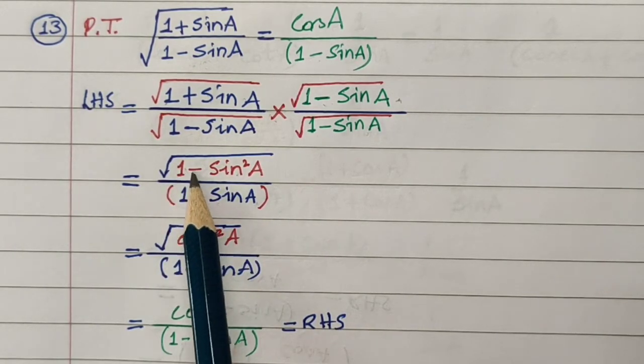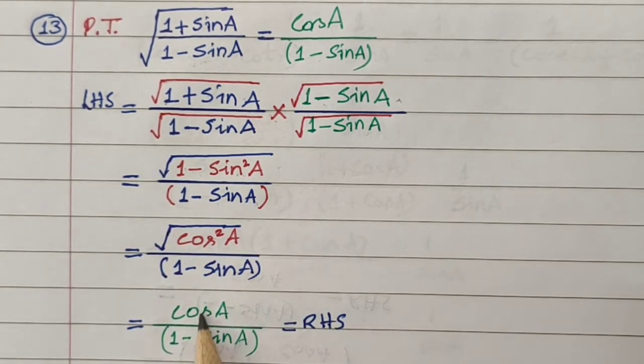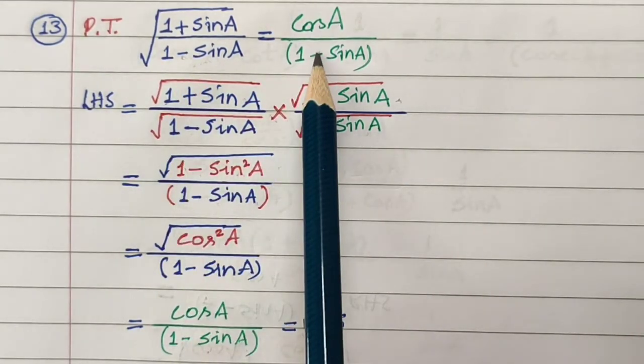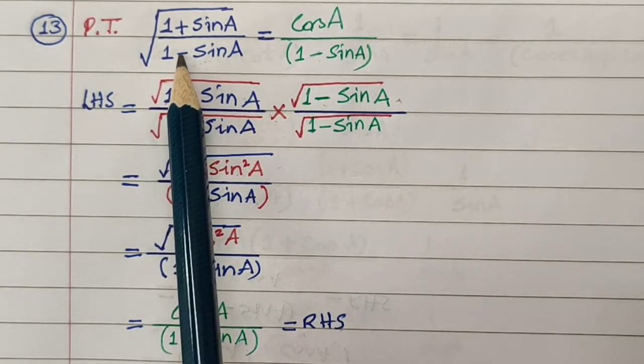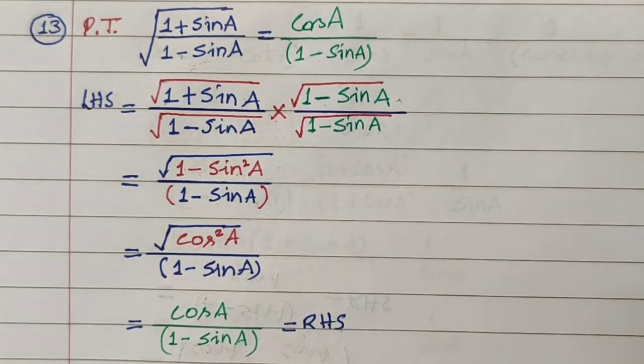We know that 1 minus sin square A is cos square A, square root of cos square A. Then I can remove this by writing cos A divided by 1 minus sin A, that is equal to RHS. So in this problem, the important thing is what you want on the right hand side, what is there on the LHS. According to that, you have to multiply both numerator and denominator.